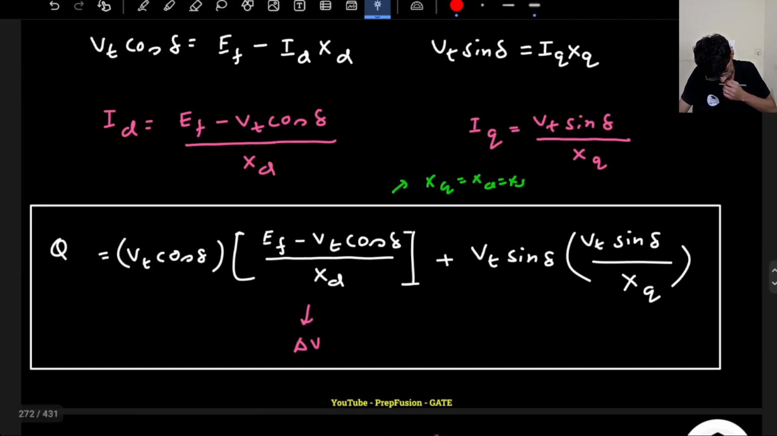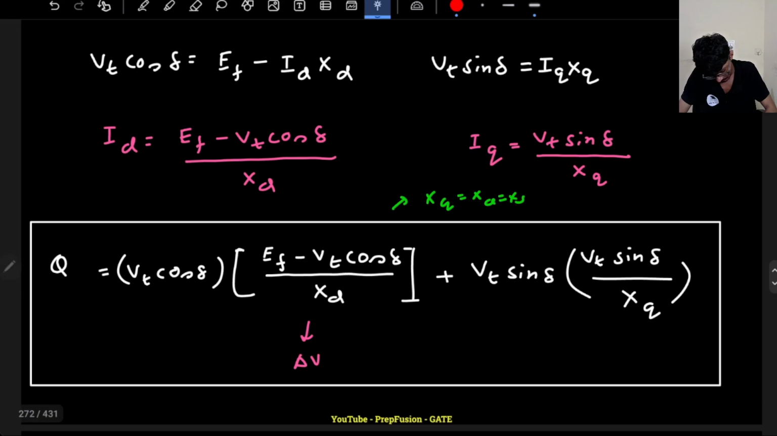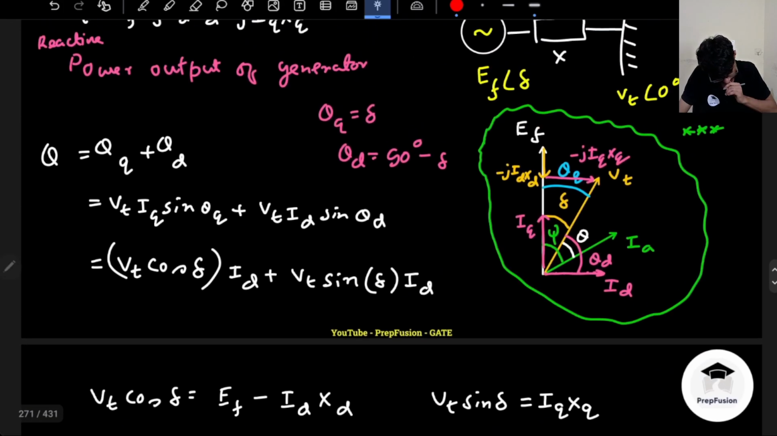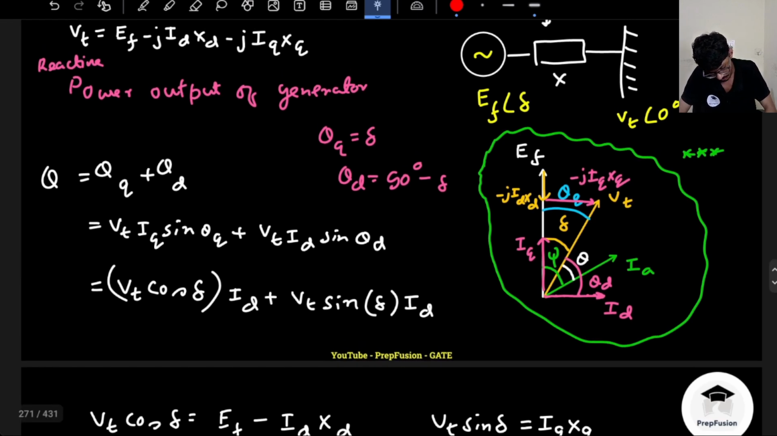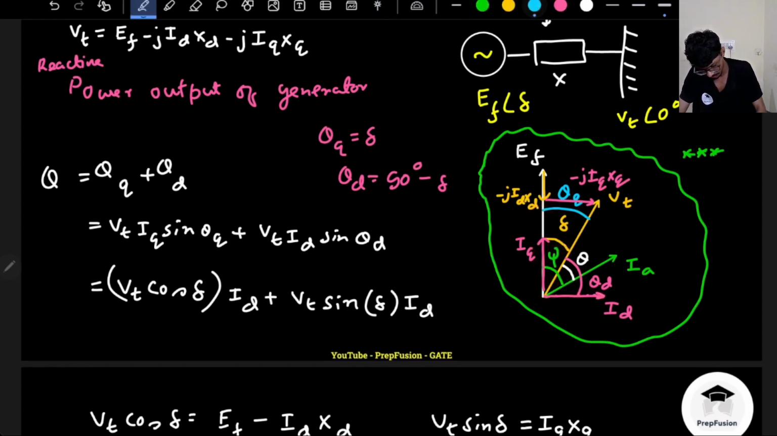Somewhere I have done something wrong. It is P plus actually. Here is the ID current. One more mess up I have done here, one more interesting mess up. If you observe, this is my VT cos delta, and ID is lagging. So it is a lagging reactive power, this one is a lagging reactive power. One mess up I had done. This is a lagging reactive power, so this will be positive only, no problem.